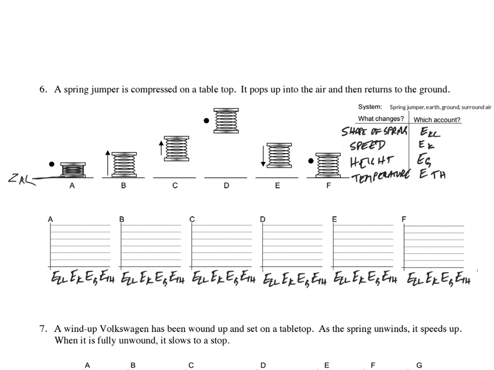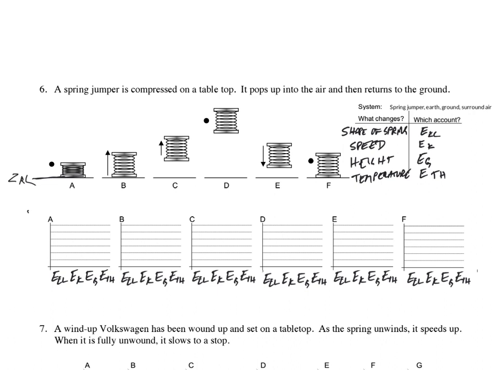Okay. So I got my bar graphs all set up. And now I'm going to think about my energy accounts. At A, the spring is squished, so we know we have to have elastic energy in the system. If we think about kinetic energy, there is no kinetic energy stored in the system there because the object is standing still.